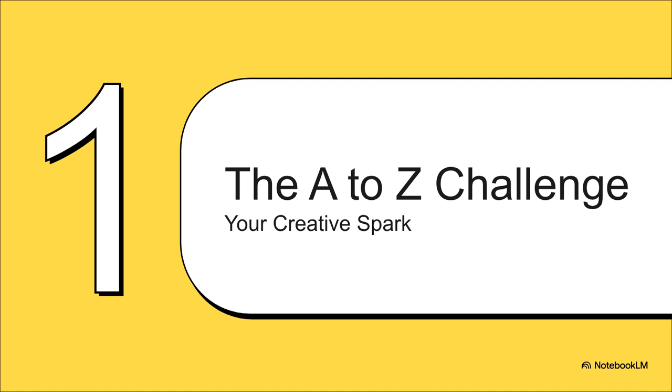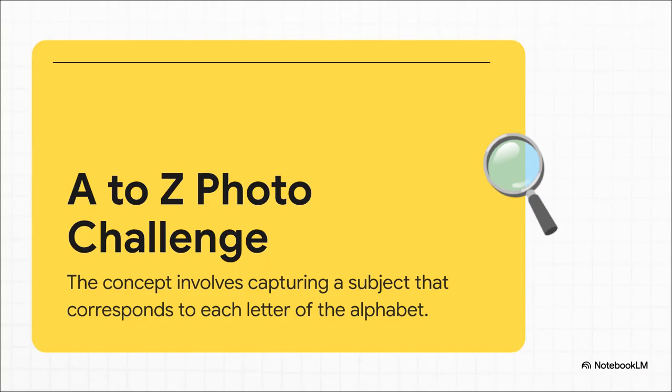Well, the solution is an assignment that feels way more like a game than work. It's called the A to Z Photo Challenge, and it is pretty much designed to be your ultimate creative spark. The idea here is actually brilliantly simple. Your mission, should you choose to accept it, is to find and photograph a subject for every single letter of the alphabet. We're talking A all the way to Z. What this does is it forces you to look closer, to think differently, and to get really creative with what's literally right in front of you.